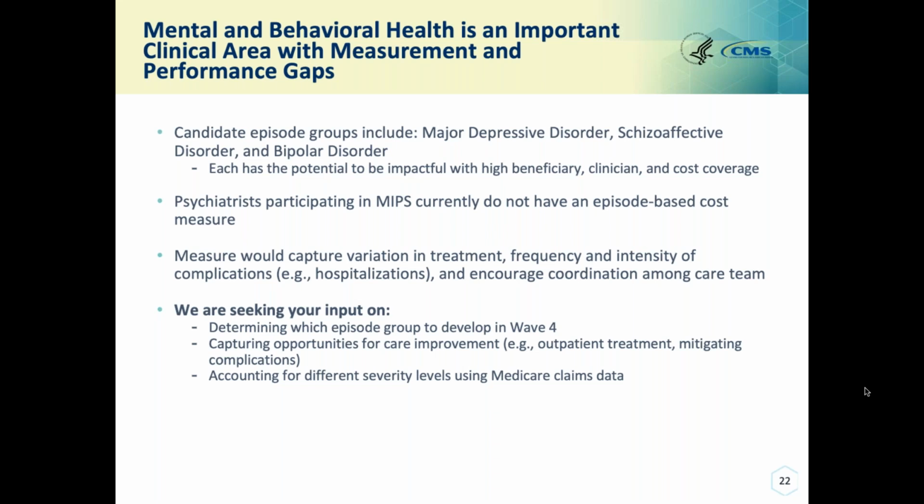Another factor we considered was that psychiatrists participating in MIPS currently do not have an episode-based cost measure. In addition to this specialty gap in coverage, there is also a strong opportunity for improvement. A measure on one of these episode groups would capture variation in treatment, frequency, and intensity of complications and encourage coordination among care teams. During the public comment period, we are seeking your input on determining which of these potential episode groups to develop in Wave 4, capturing opportunities for care improvement, such as outpatient treatment or mitigating complications, and accounting for different severity levels. Next slide, please.